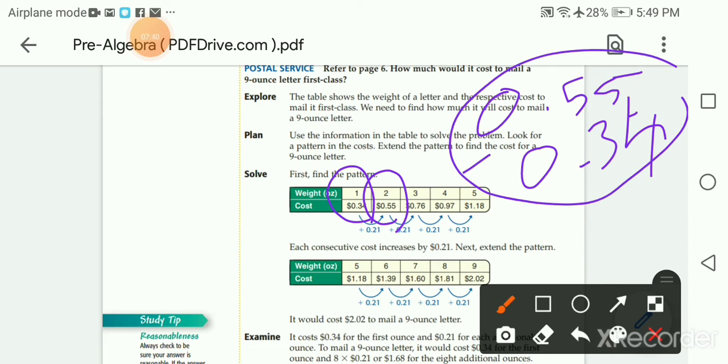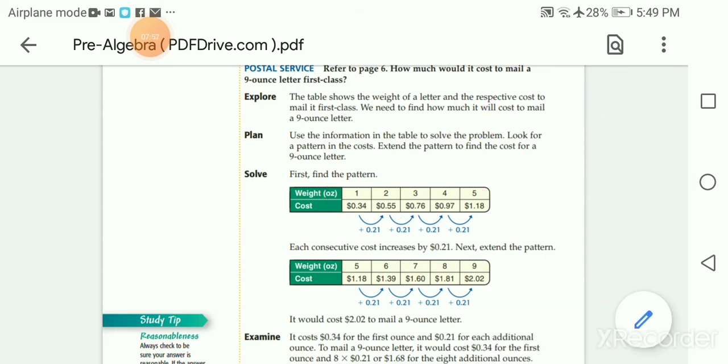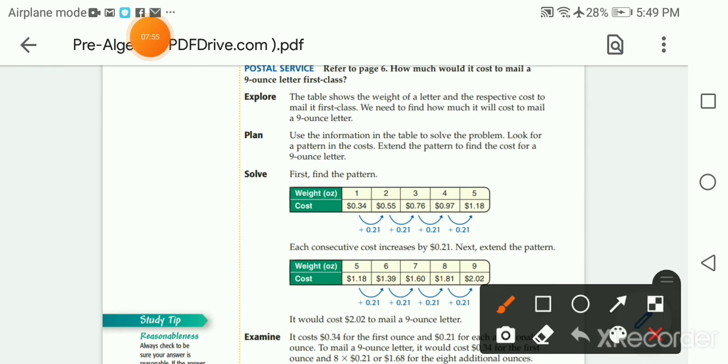What do you think here? Every time I add positive 0.21. As you see here, I have 0.34. To get to 0.55, I added 0.21. Now you know the relationship between both consecutive numbers. Check your answer to see if it is right or wrong.